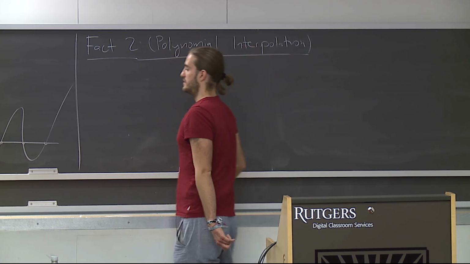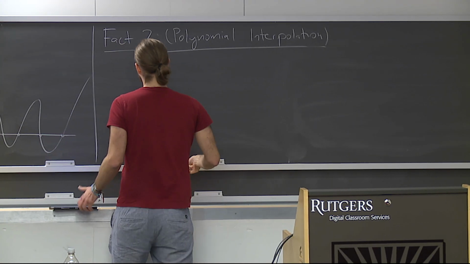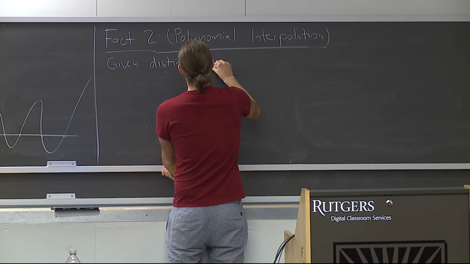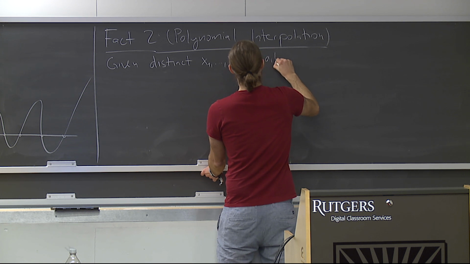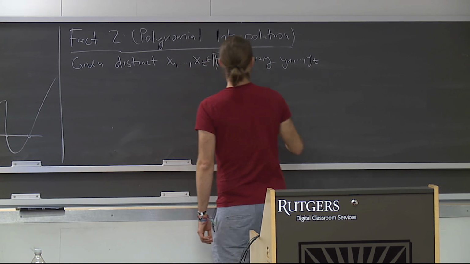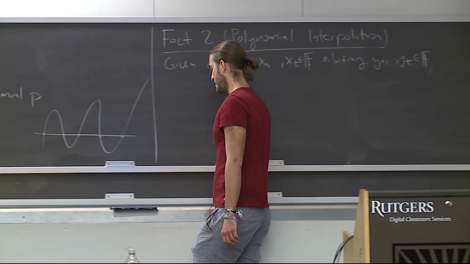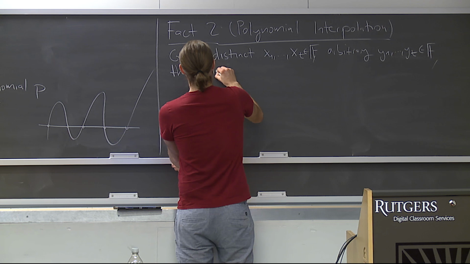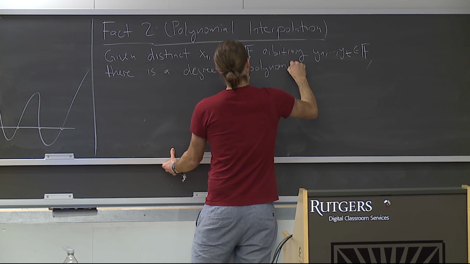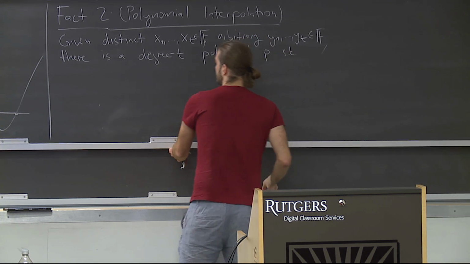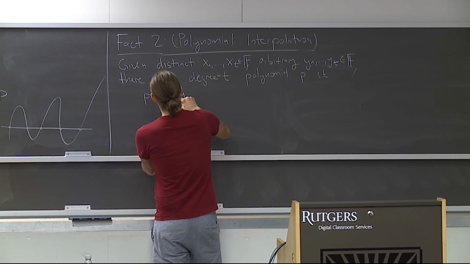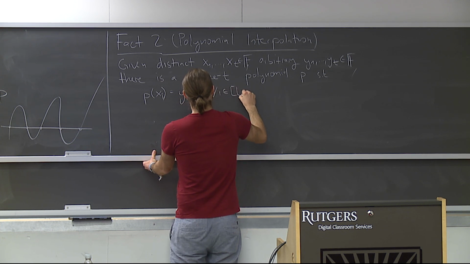Okay. It says this. If you're given distinct elements x1 through xt, and arbitrary, meaning not necessarily distinct, elements y1 through yt, all of which are from our field, there is a degree T polynomial P such that it has exactly these evaluations. So P of xi is equal to yi for all i.